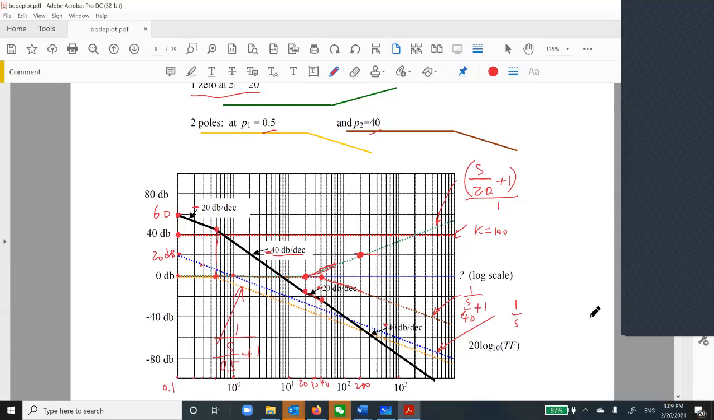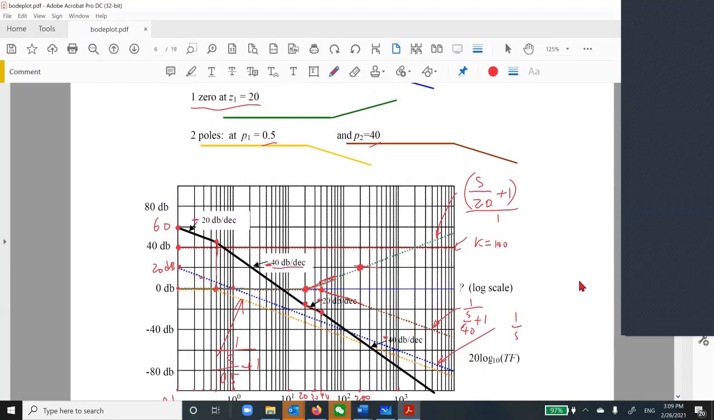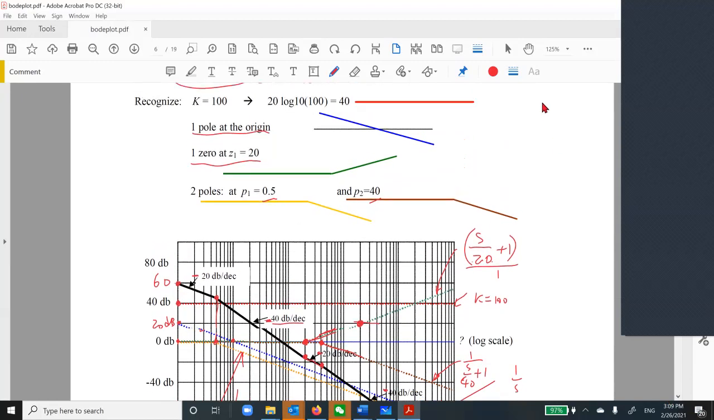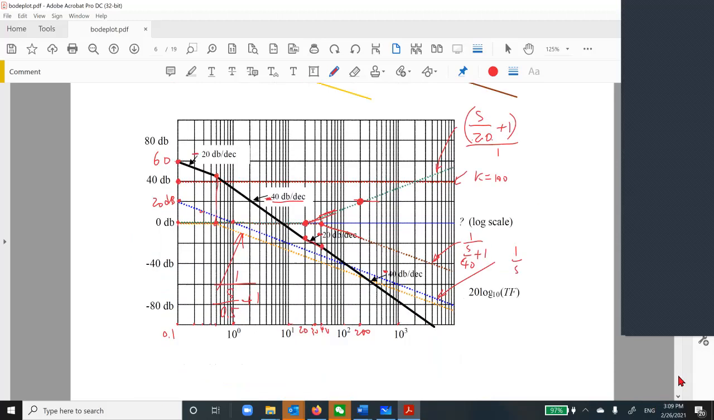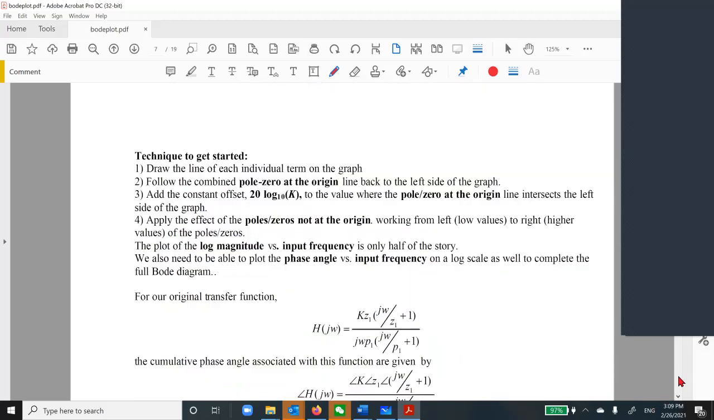So this black one is the overall Bode magnitude plot for this transfer function, okay? If we do it step by step this way, you can sketch all types of Bode plots in this way. So this is a summary of all the techniques to get started. I think we already went through these steps.